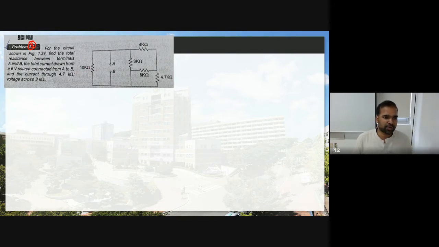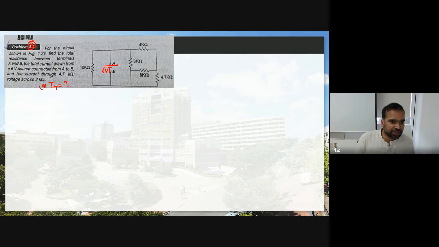So see here in this problem, what we have to find. Suppose we have terminals A and B, and a few resistors are connected in series and parallel. The first thing you need to find is the total current drawn from the 6-volt source connected from A to B. For example, if a 6-volt battery is connected between A and B, the first one is IT, the total current drawn from the 6-volt battery.